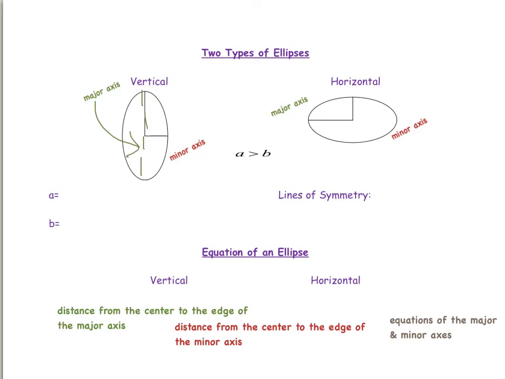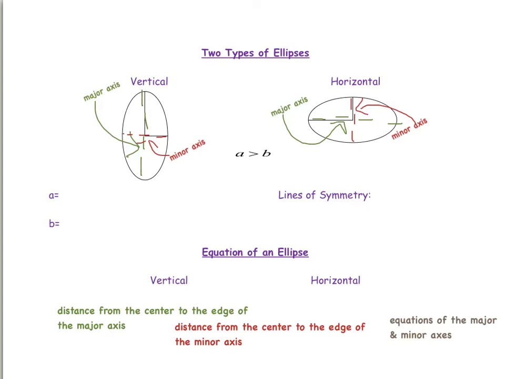Now in the horizontal ellipse, the major axis is horizontal, and it's this way that it cuts the ellipse into two equal halves also. Now let's talk about the minor axis. In the vertical ellipse, the minor axis is the shorter one, and therefore it's the horizontal axis. And in the horizontal ellipse, the shorter axis is vertical, and so the minor axis is the vertical line.